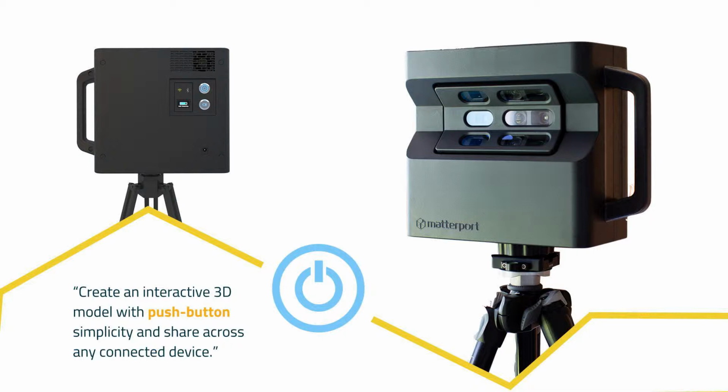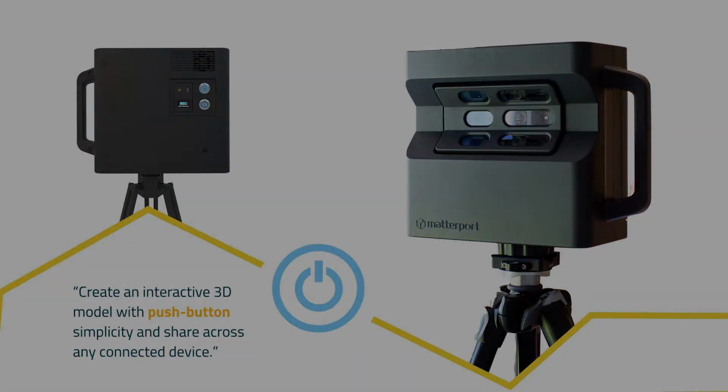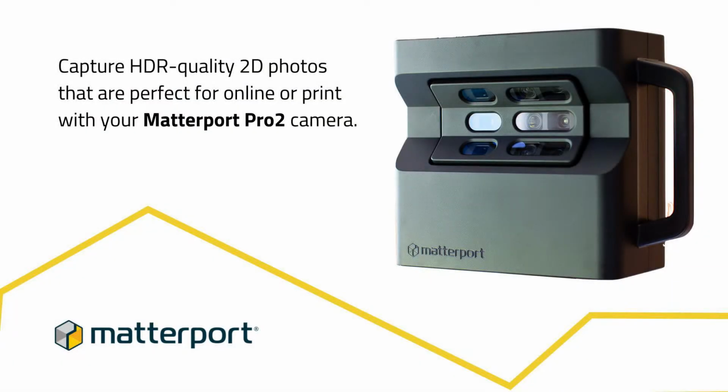Their list of services is indicated as create an interactive 3D model with push-button simplicity and share across any connected device. And essentially that's the ability to capture spaces with minimal fuss. And in my own experience, this is absolutely true. You can create spaces by locating the camera in the place you want to scan and then hitting the capture button on the app. It's as simple as that for the most part. Capture HDR quality 2D photos that are perfect for online print with your Matterport Pro 2 camera. So the Matterport Pro 2 camera actually captures high dynamic range photographs. The system does all of this for you and automatically processes shadows and bright areas very, very effectively.